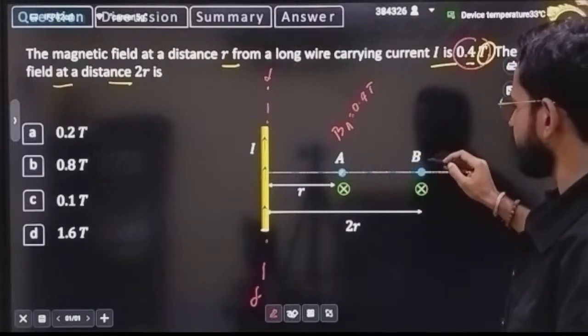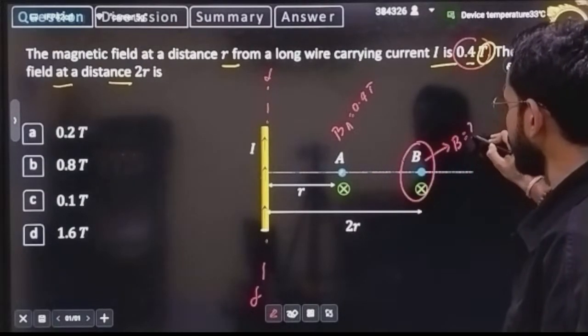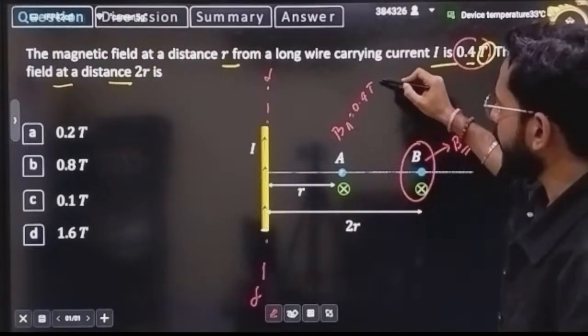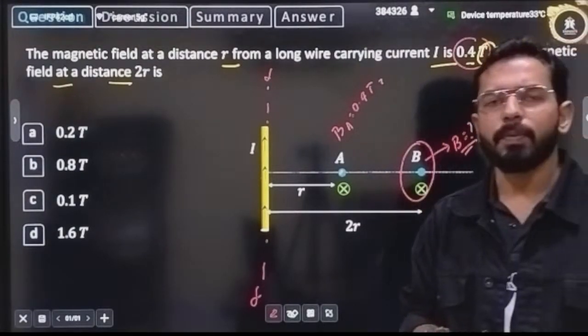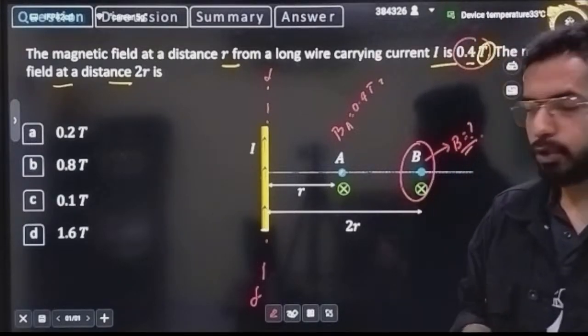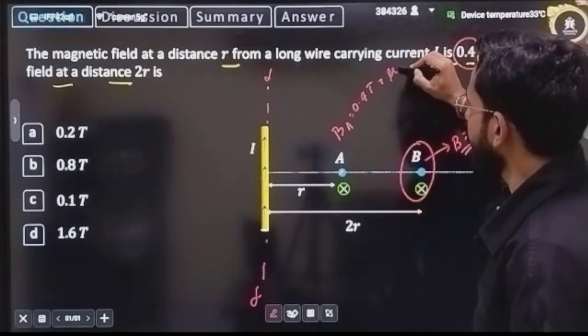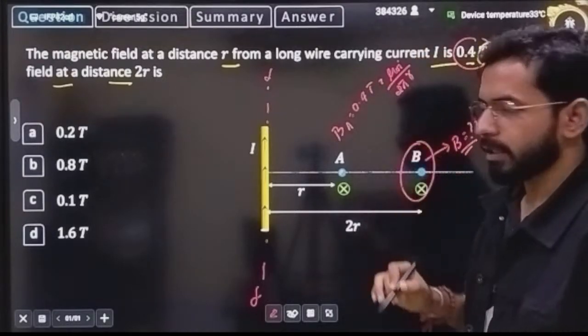The magnetic field at a distance 2r will be? What will be the magnetic field at this point? Firstly, tell me how we will write the formula. What is the formula due to an infinite wire? The magnetic field formula is mu naught I divided by 2 pi r. So let's write it: mu naught I divided by 2 pi r is equal to how much?